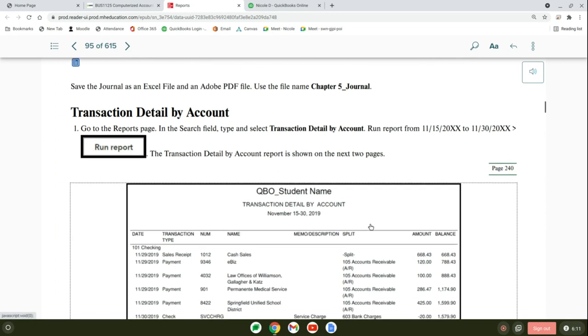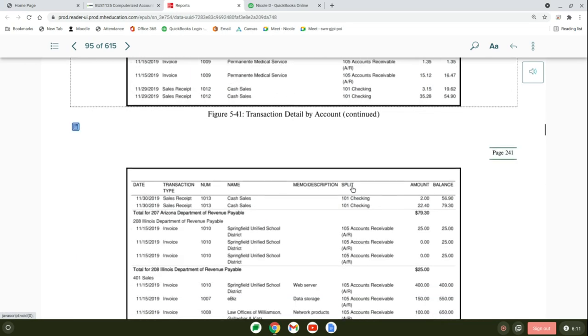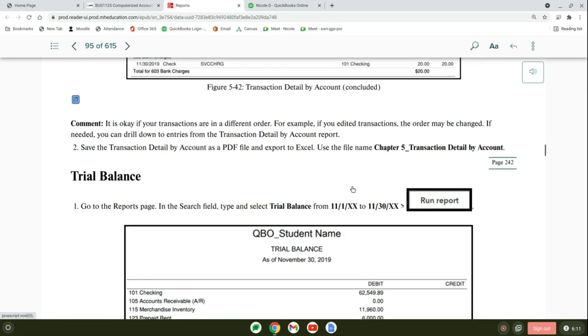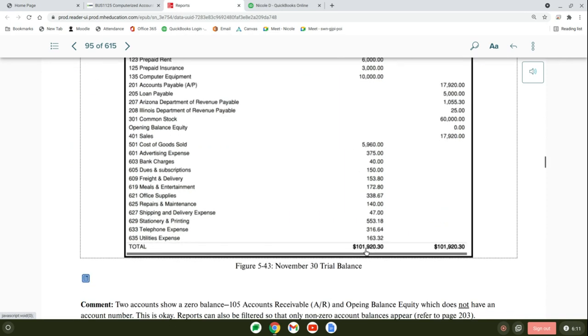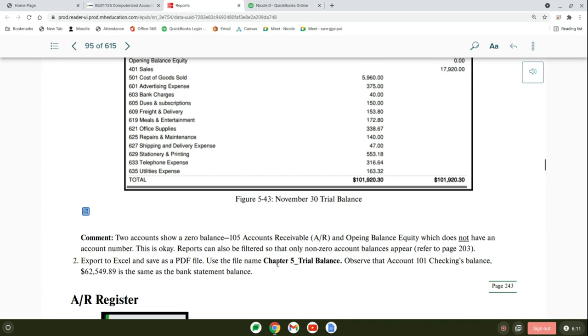Now for this, this is transaction detail by account, I'm sorry. Where's our trial balance? Here it is. So they asked us for 11/1 to 11/30, and the number should be 101,920.30, which I had, and you're going to save that as Chapter 5 trial balance.